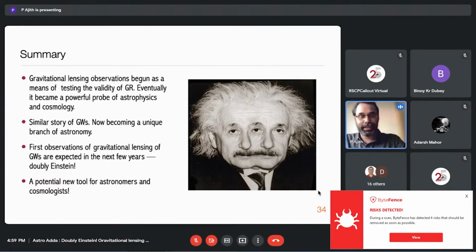The first observations of the gravitational lensing of gravitational waves are expected in the next few years. So it's like a doubly Einstein. This is not only an interesting observation per se, but it's also a powerful tool for astronomers and cosmologists. So we are hoping to see some really remarkable observations coming up from this new area of astronomy in the next few years. So let me stop here and thank you very much.